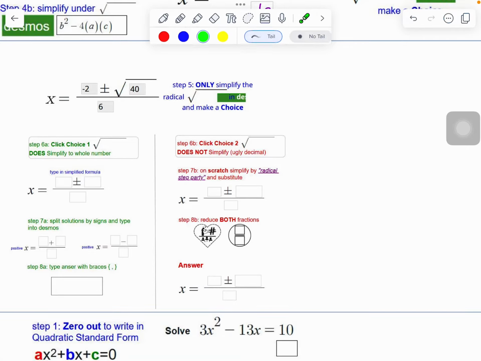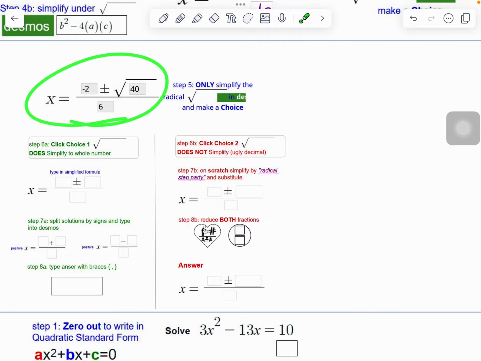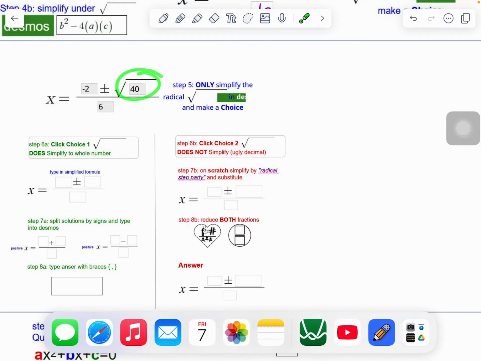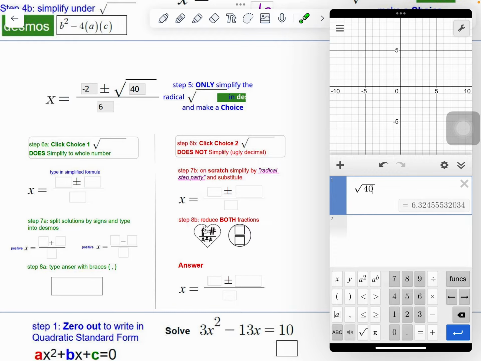Okay, so in the last video, we got to here, and now we have to continue. So we have to take care of the square root. We have to see if we need to make the step party, the birthday cake, however you were taught to do that with this 40. So we're going to type it into the calculator, and if we get a decimal, then we're going to have to do the step party or birthday cake.